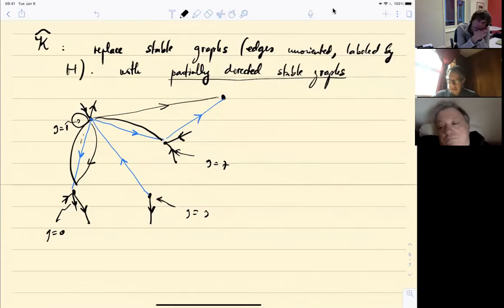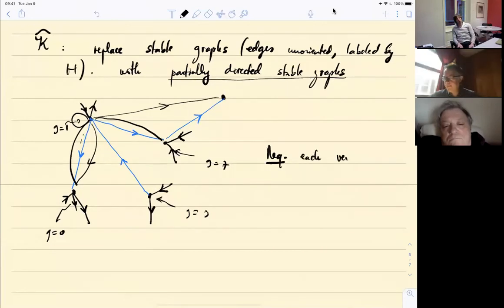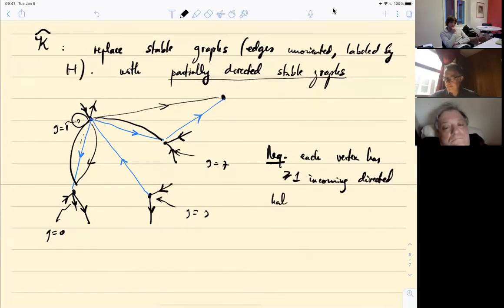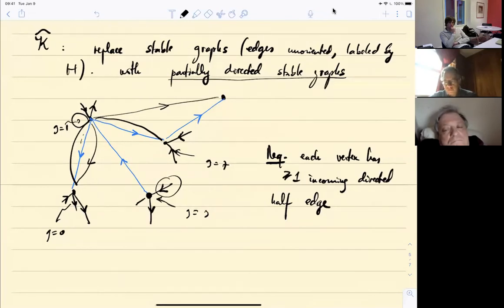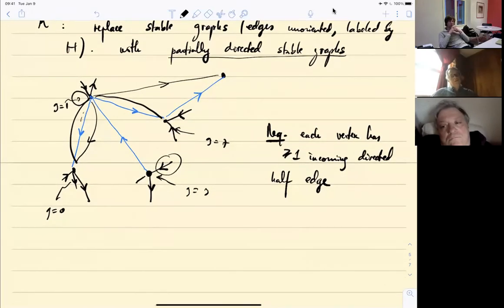And the requirements are, this is not yet a stable graph. The requirements are that each vertex has at least one incoming directed half edge. So you saw that the problem was this vertex here: before I added this arrow, it did not have any incoming directed half edges. And we require, again, stability at each vertex. And then what I do is I evaluate this against these types of graphs.